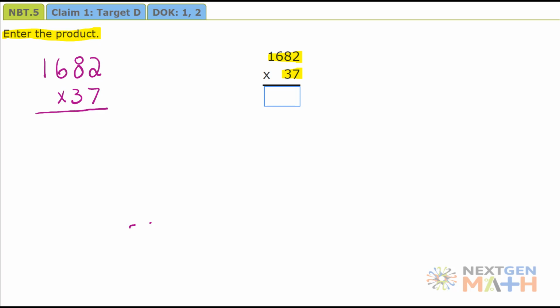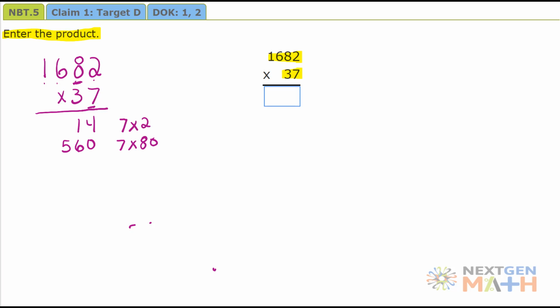And so we're going to start off with the 7 here, and we're going to multiply the 7 by each of these place values here. So we're going to go 7 times 2, which is 14, and then 7 times this 8 right here, which is really an 80. So 7 times 80 is 560.